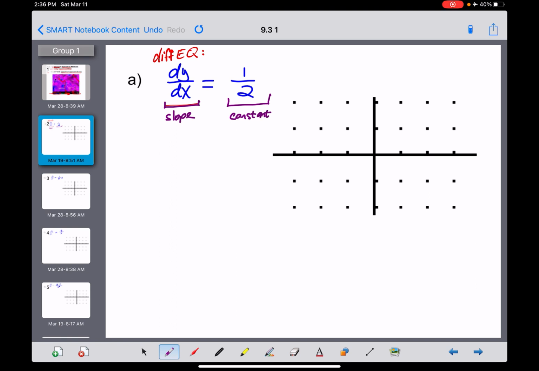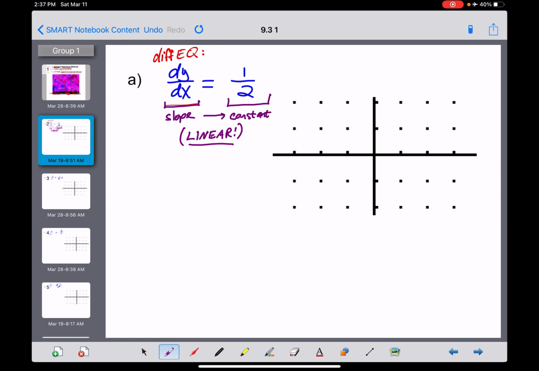It doesn't matter what the values of x and y are at any particular point, our derivative has a constant value of 1/2. Now, if you think about that, guys, if your slope is going to be constant, what kind of function are we talking about there? The answer, the solution to this differential equation has to be linear. But let's pretend we don't know that right now.